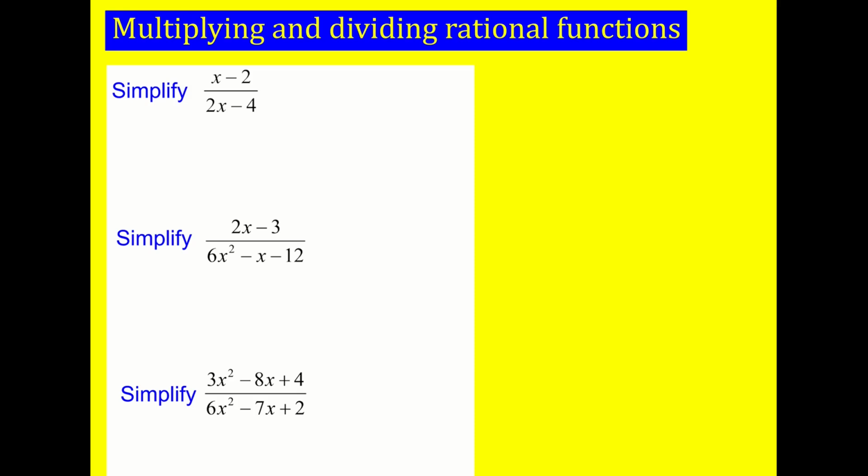Hi, today we're going to look at multiplying and dividing rational functions. So on the left is a rational function, and later on we might have one of these and we might be dividing another rational function by it.